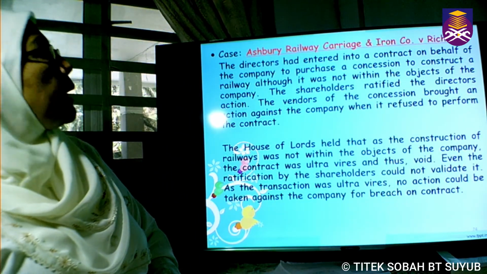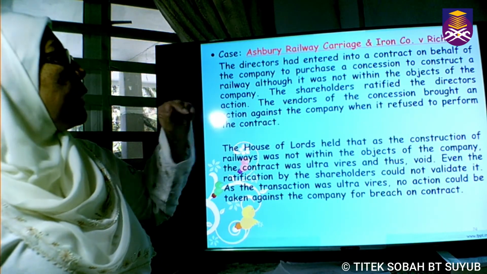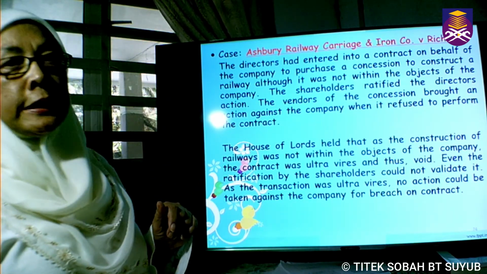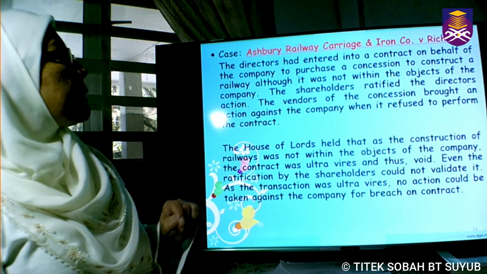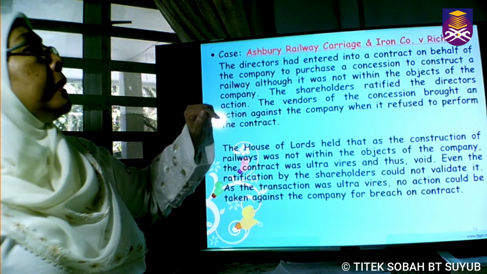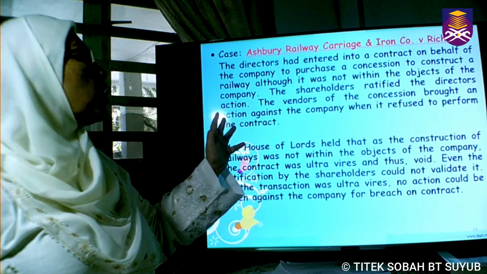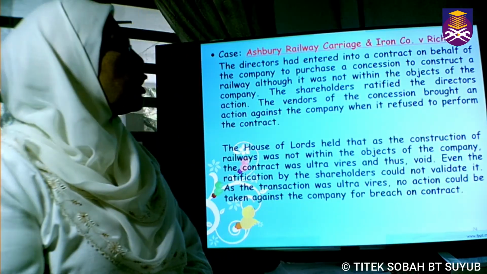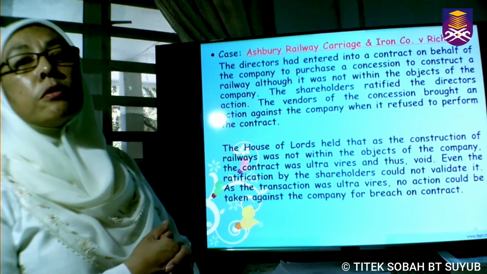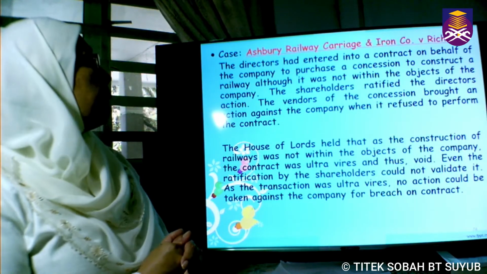Okay, so let us have a look at the case of Ashbury Railway Carriage and Iron Company versus Riche. What happened in this case is that the directors of that company entered into a contract on behalf of the company to purchase a concession to construct a railway, although actually it's not within the object clause of the company. Okay?